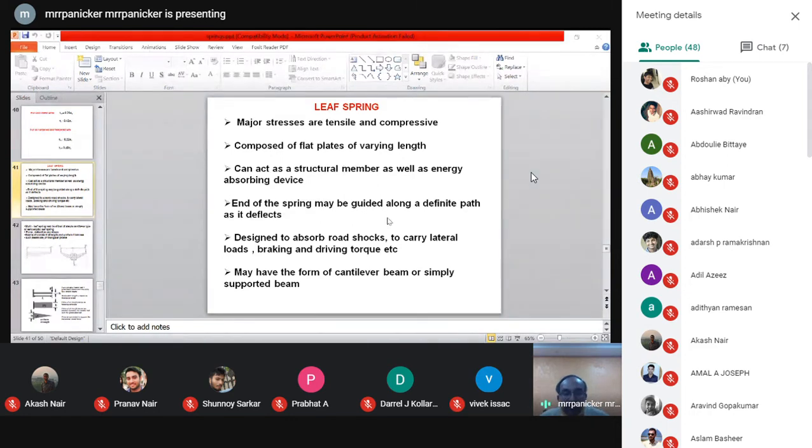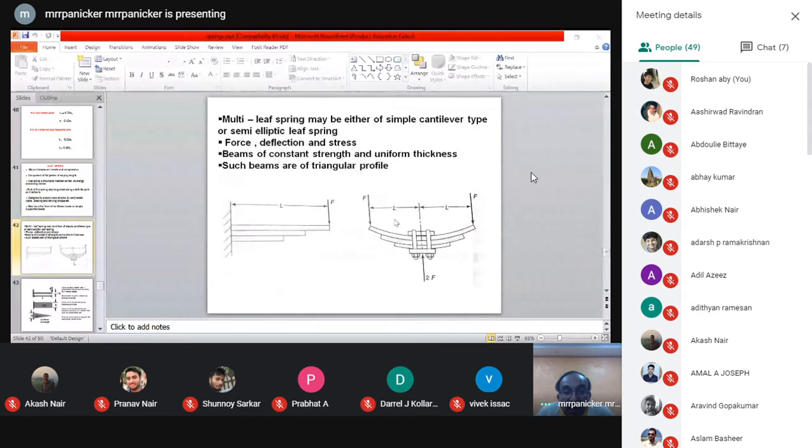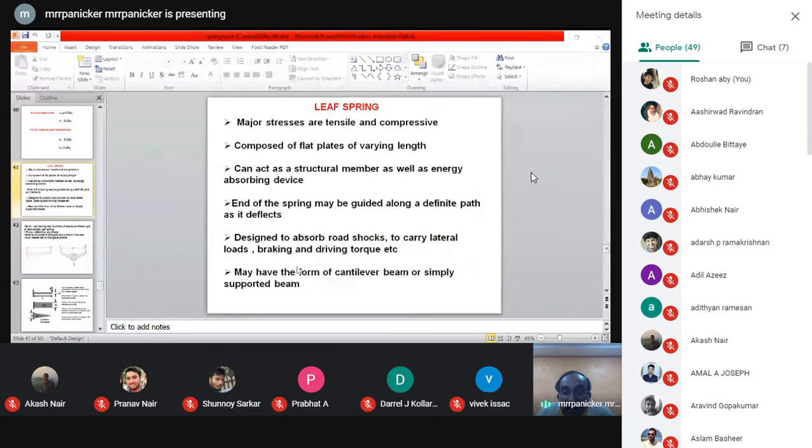Along a definite path, designed to absorb road shocks, to carry lateral loads, braking and driving torque. So you can just note down that it is designed to absorb road shocks, to carry lateral loads, braking and driving torque. It may have the form of a cantilever beam or a simply supported beam. This point you can also note down.